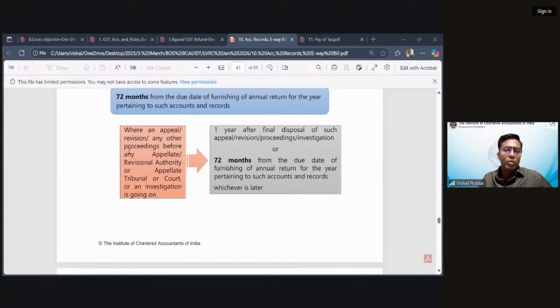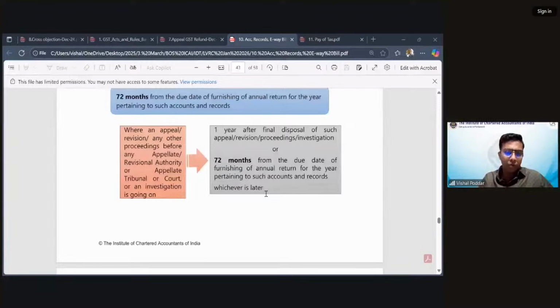Where an appeal, revision, or any other proceedings before any appellate or revision authority, or an investigation, is going on, 1 year after the final disposal of such appeal, revision, etc. So after this appeal is concluded, after that also until 1 year you have to maintain, or 72 months from the due date of furnishing of annual return, whichever is later.